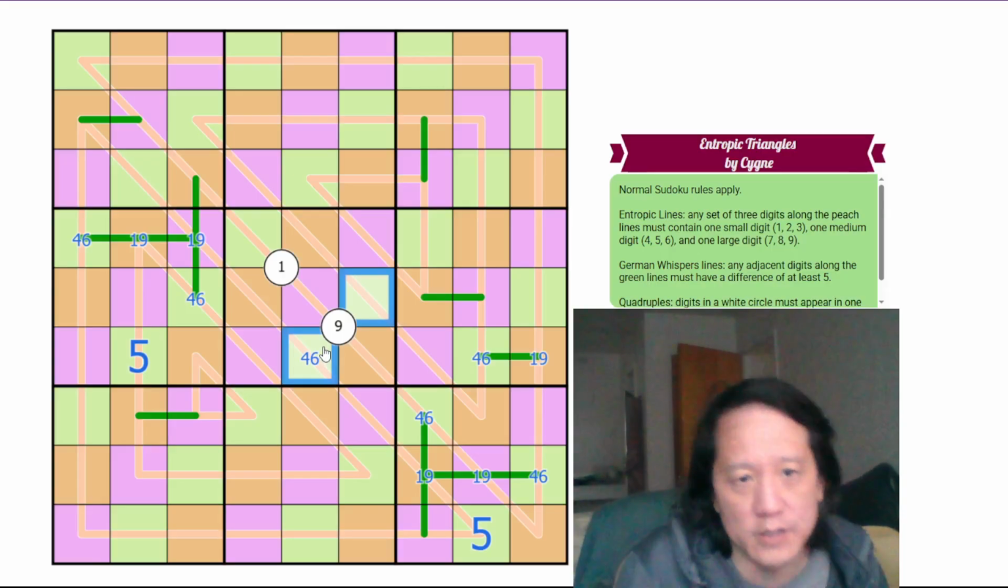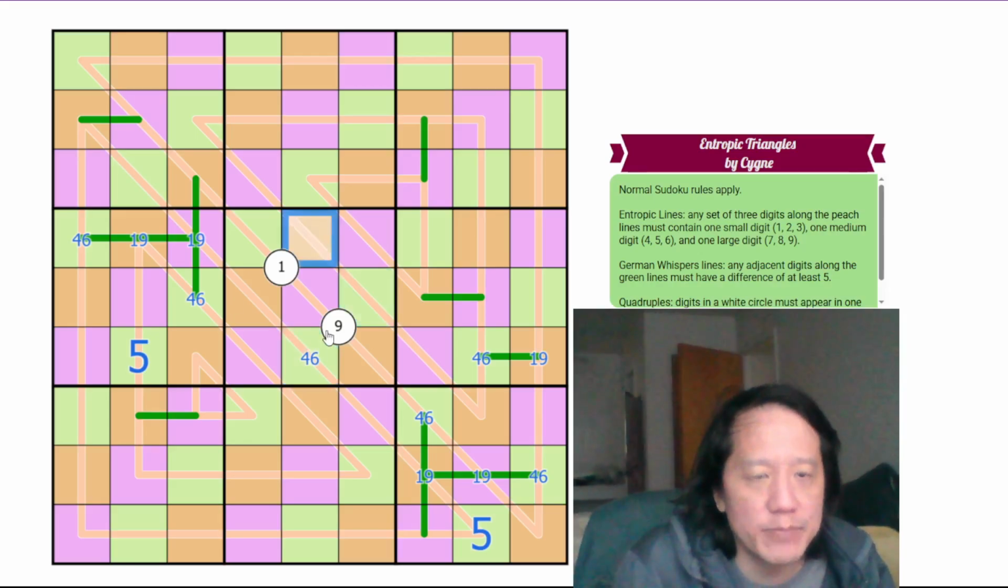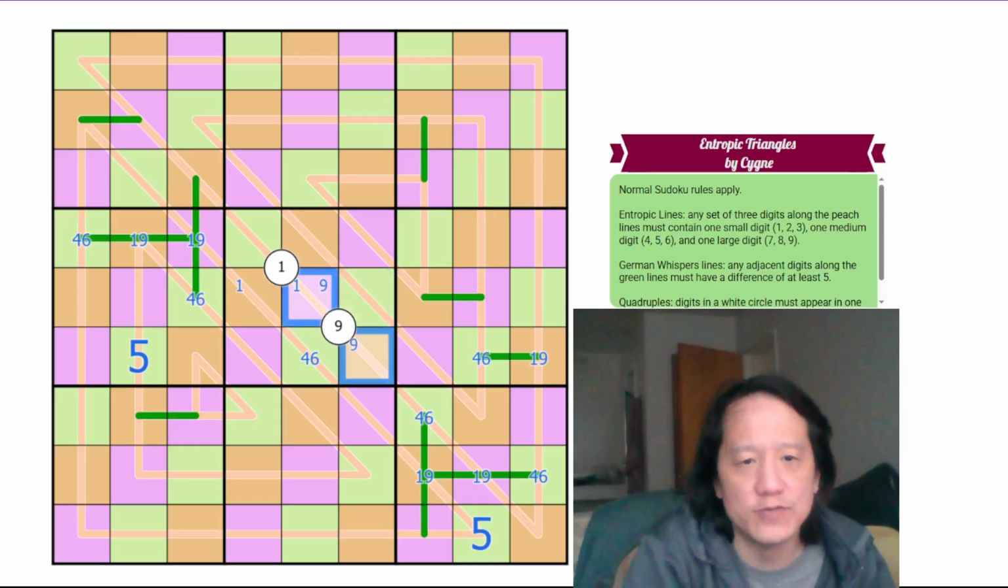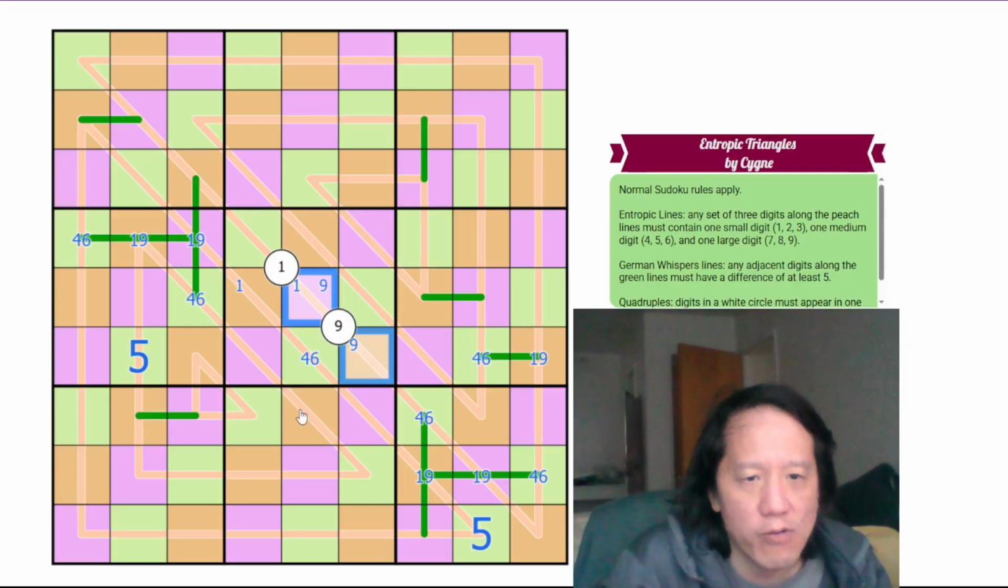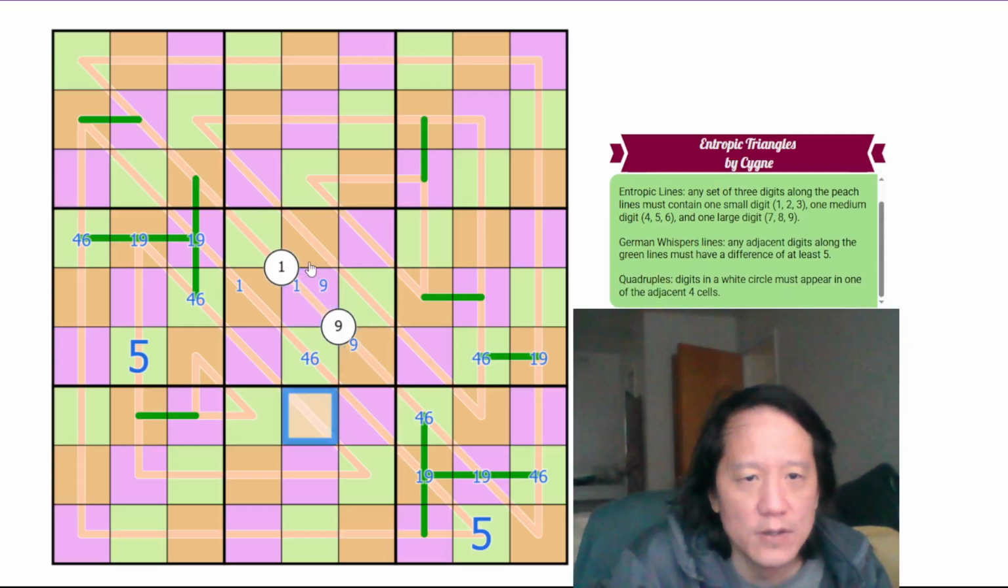Let us see. This cannot be 1 or 9 because of the 1-9 pair in the row. So 1 has to be one of these two digits here. We know 9's one of these two, so 9 has to be one of these two here, to surround this quad. Okay.